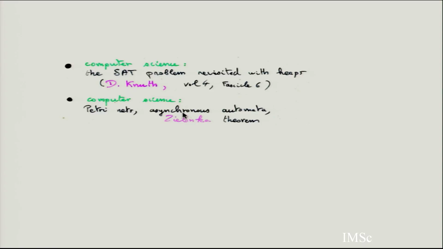There is another beautiful thing I would like to expose one day, which is the Zielonka theorem. You know, rational languages are accepted by automata. We saw this last year. With a rational automaton, you take a word and you read the word.